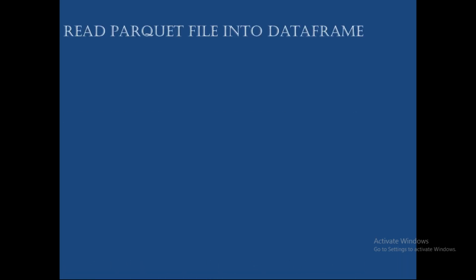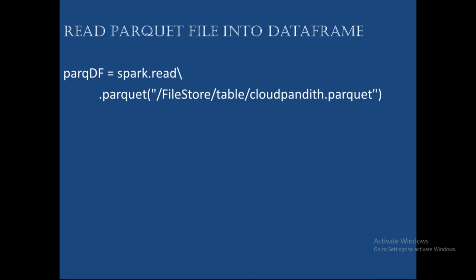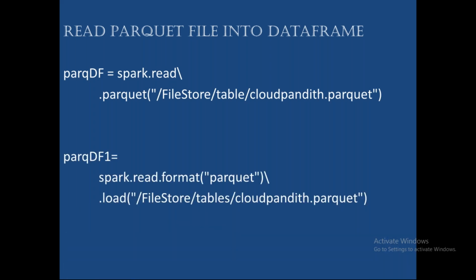Let's see now. So how to read Parquet file into a data frame? This is the syntax. So we already know the syntax. If it is a CSV, we used to use spark.read.csv. As it is a Parquet, we are using spark.read.parquet. So this is one syntax. We also know another syntax. This is specific to Databricks syntax, right? spark.read.format of Parquet, and I want to load, I want to read the file from this particular location. Okay, so this is the another syntax.